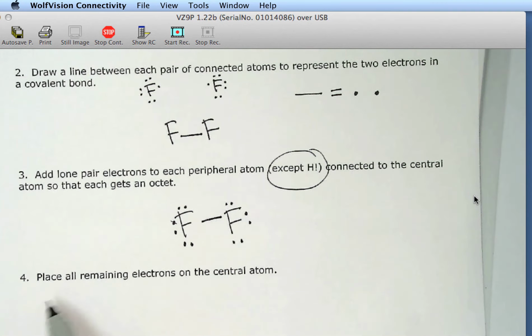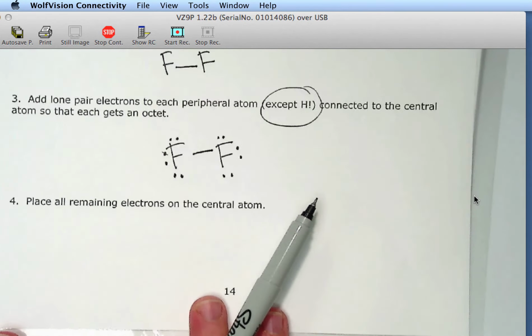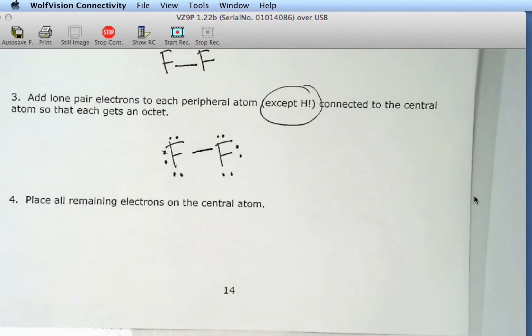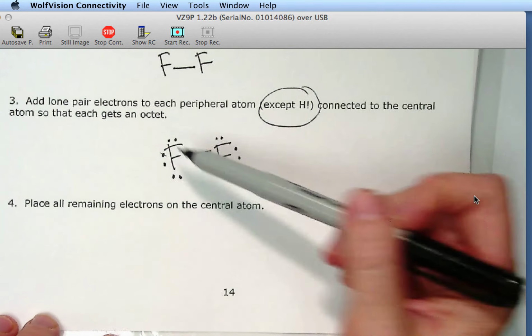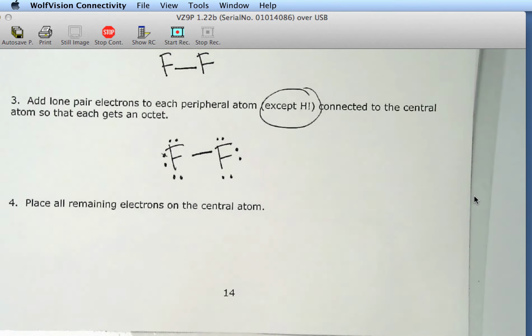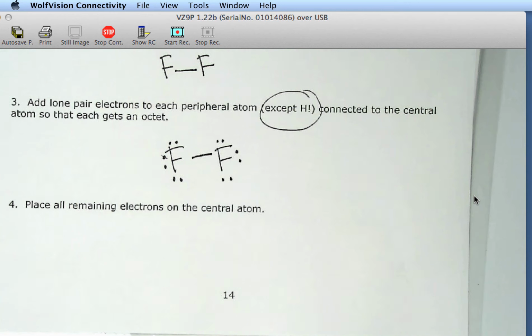Step 4: place all remaining electrons on the central atom. That doesn't apply to this molecule because we don't have any extra. We've placed all the electrons. Each atom has an octet. On the next page, I have some practice problems.